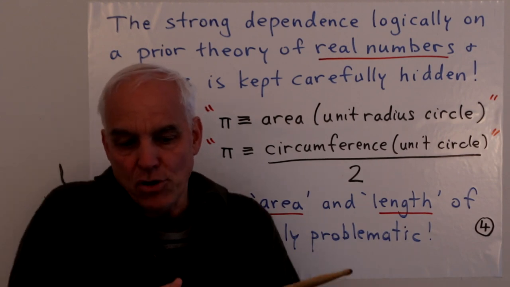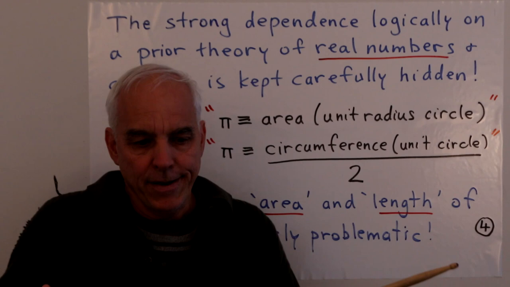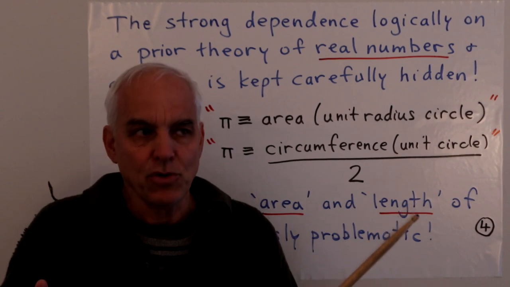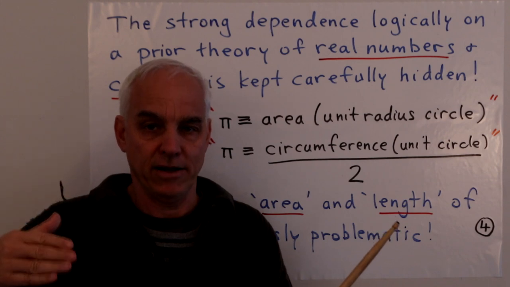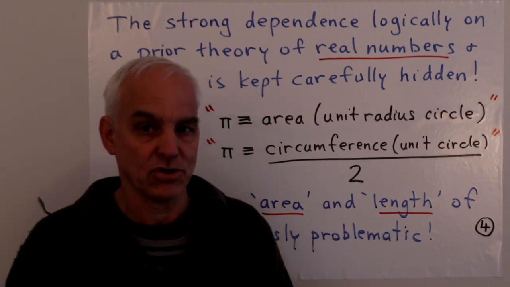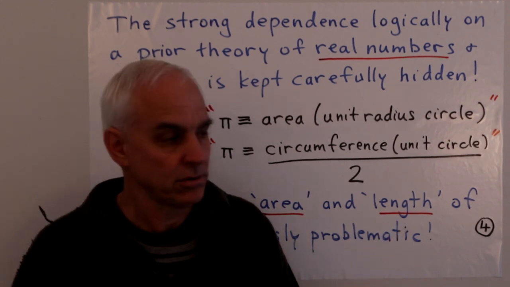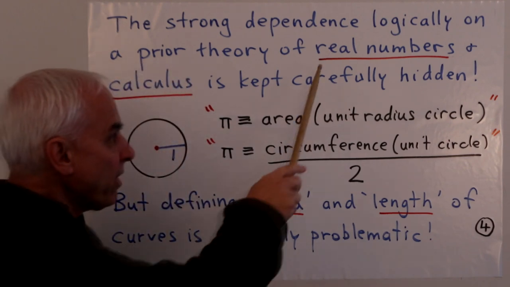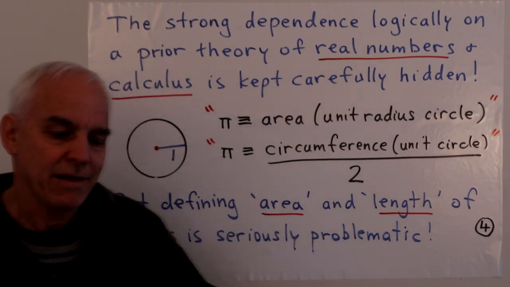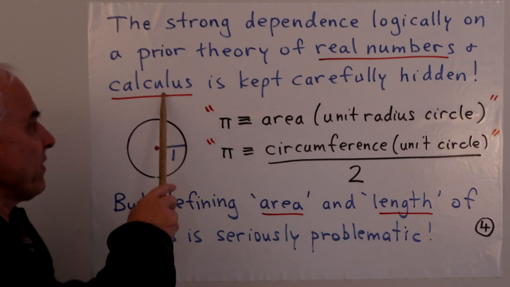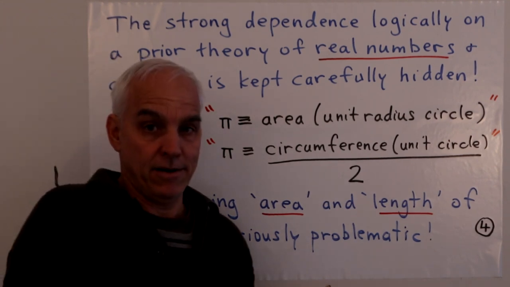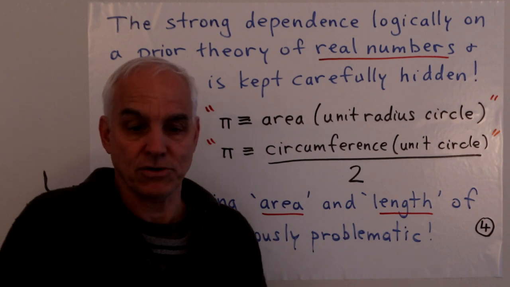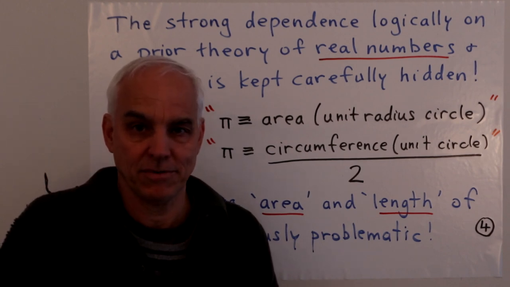That's really the numerical setup which you officially need in order to be able to do things officially correctly. That is, if you believe the standard story, which of course I don't. But along with a prior theory of real numbers, implicitly also a theory of calculus is required. But of course that's kept hidden from high school students because they haven't learned calculus.